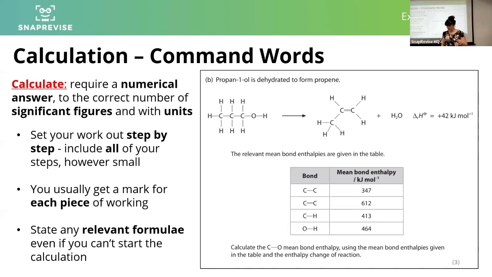We're not going to have time to go through this in any detail, but please feel free to have a go at it yourself. So we've got an equation. They've asked you to calculate the carbon-oxygen mean bond enthalpy using mean bond enthalpies given in the table and the enthalpy change of reaction. So there's 2 things you've got to calculate there. And I would highly recommend when you come across a question like this, where the second thing is kind of sneakily hidden in the question, highlight it or put a star by it. Remind yourself that you're calculating 2 things, the mean bond enthalpy and the enthalpy change of reaction.